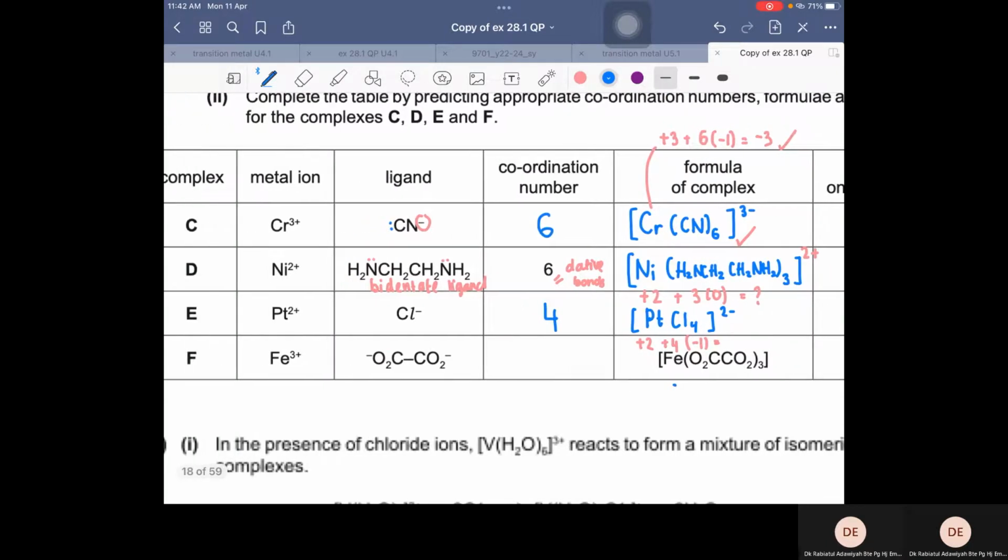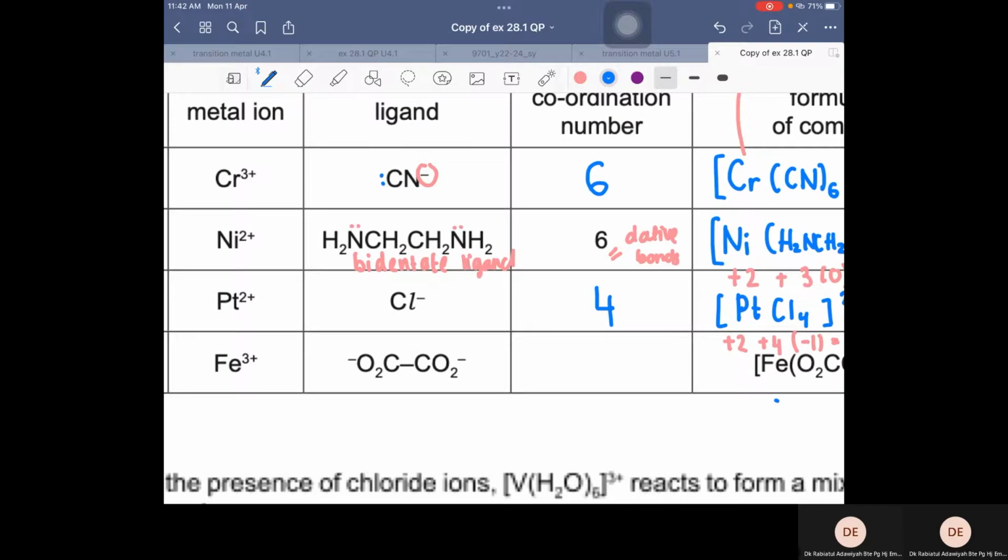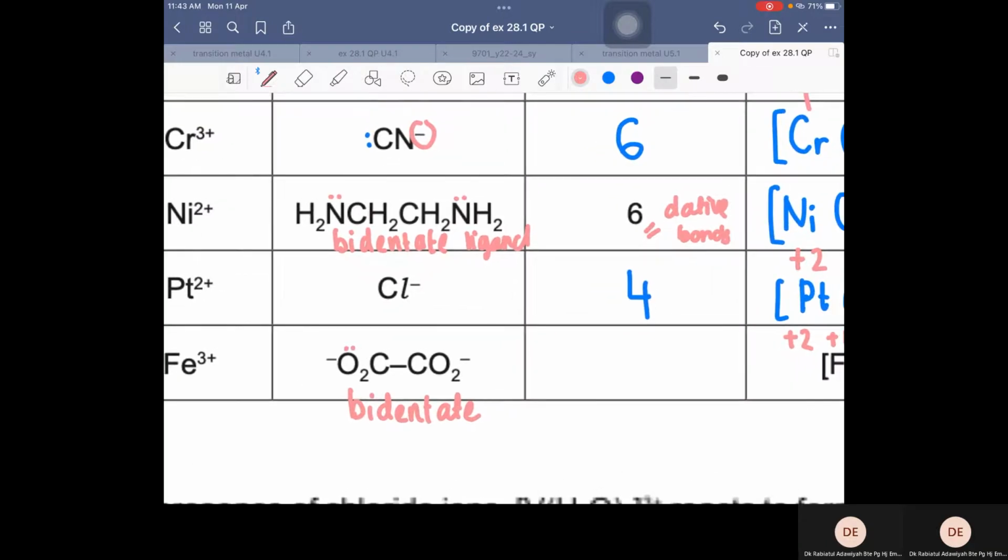Okay. Next, complex F is a carboxylate. So it's CO2, di CO2 minus. It is actually a bidentate ligand, just like your oxalate ion, and it is one oxygen on each side. There are two oxygens, but only one oxygen per methanoate.